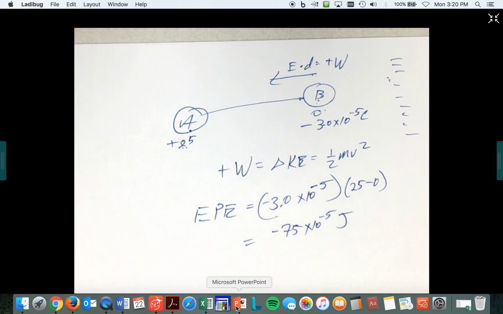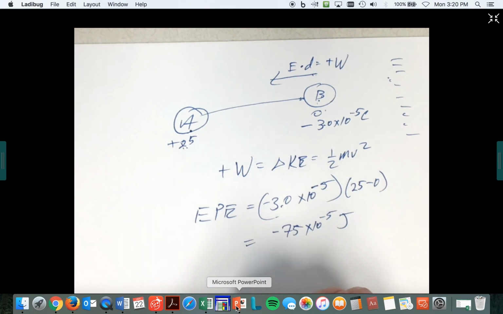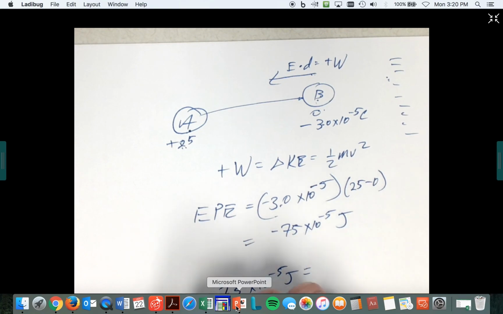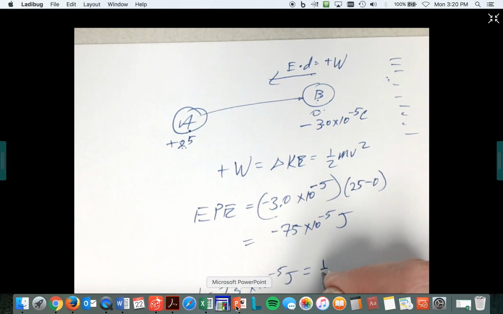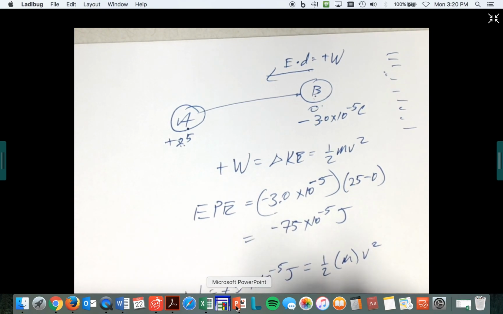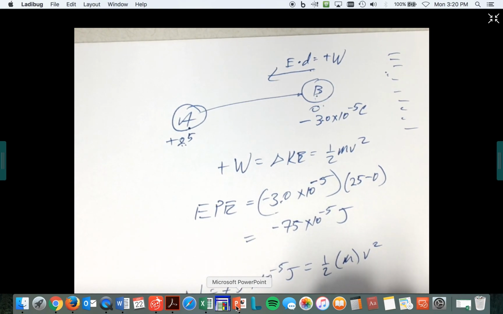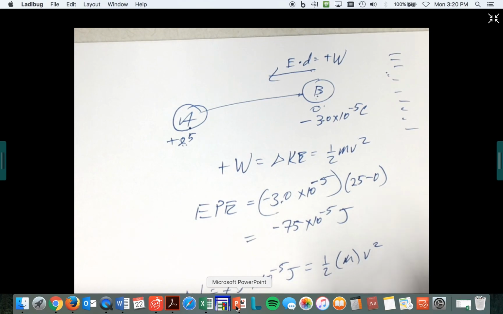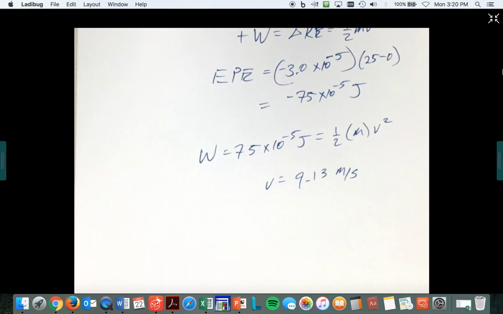So my electric potential energy is negative. So I make it my positive work, 75 times 10 to the negative 5 joules, which is the work done, equal to 1/2 m v squared. And the velocity comes out the same, 9.13 meters per second from before. All right.